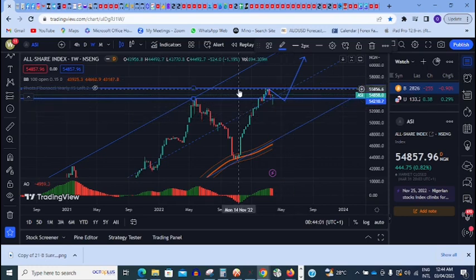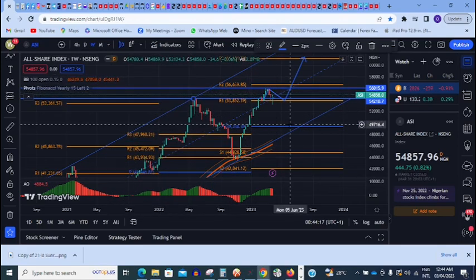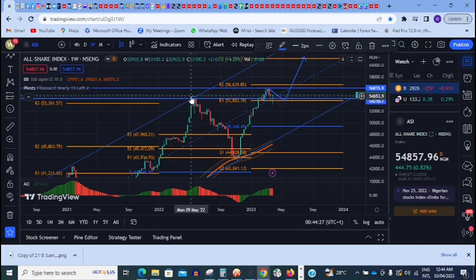But if the market closes above this 56,000 level, then it will expose a higher high. That means there will be a continuation of this trend. So let me turn on the pivot. Yes, okay. You can see that this zone is a strong zone because it's a confluence of support of the pivot and also a previous resistance.